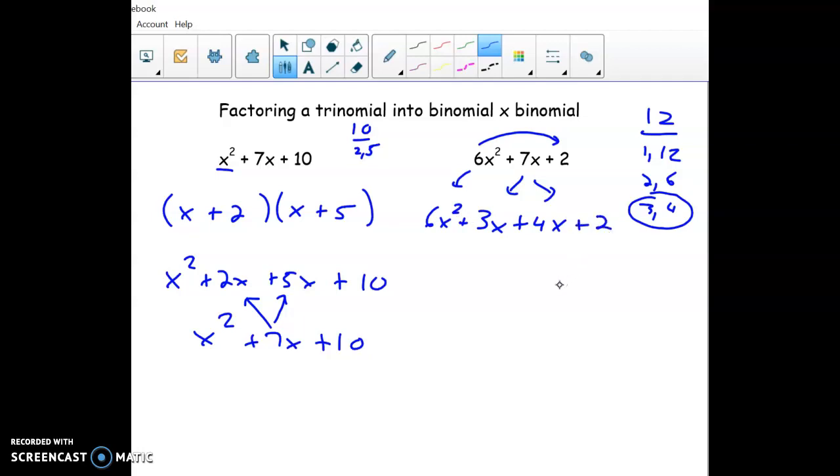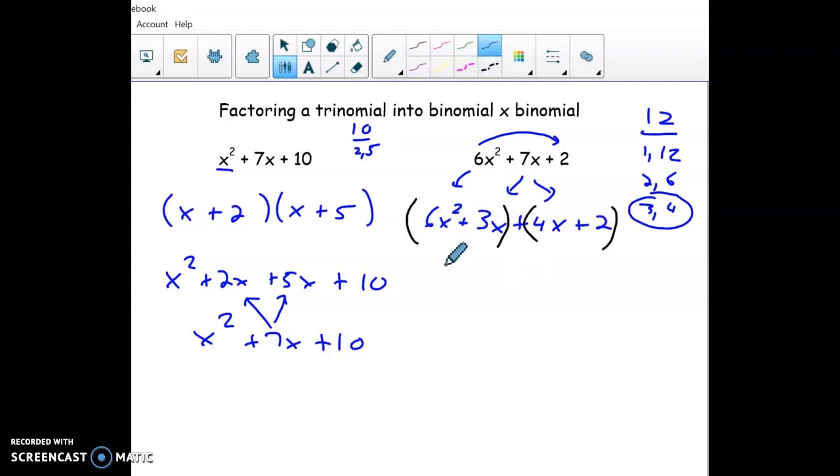All right, and it doesn't matter. You could reverse them. You could put the 4 here and the 3 here, 4x and 3x. It doesn't matter what order. All right, once you get here, we're going to group. So this method is sometimes called factor by grouping because at this point you group the first two and group the last two. Okay, and now pull out GCFs.